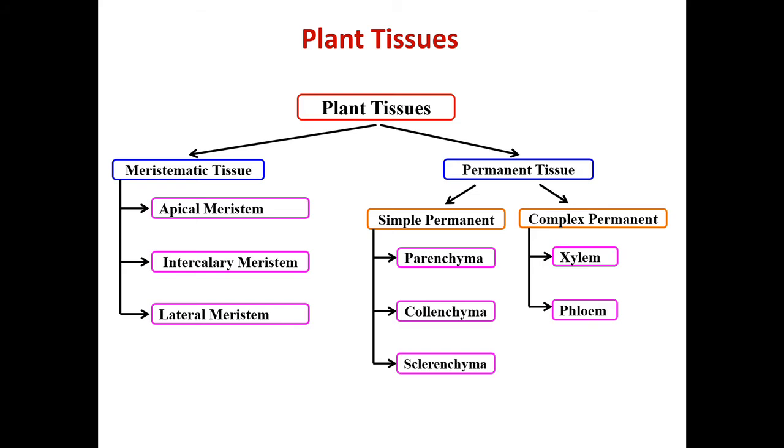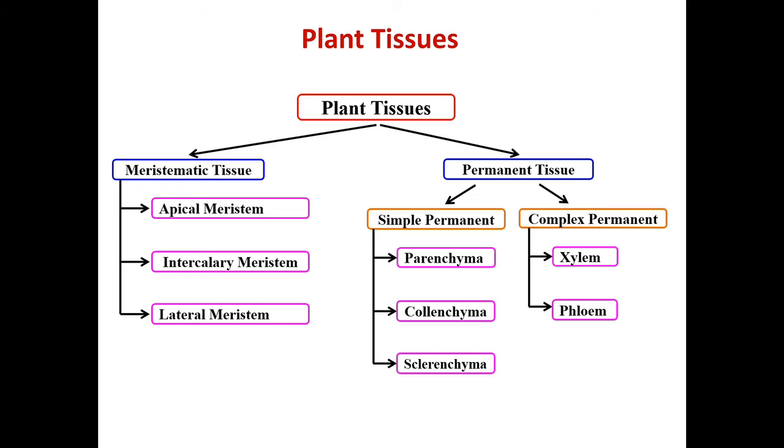on the basis of their location, meristematic tissue is of three types: apical meristem, intercalary meristem and lateral meristem. If we talk about the permanent tissue, it is of two types: simple permanent tissue and complex permanent tissue. Simple permanent tissue includes parenchyma, collenchyma and sclerenchyma, whereas complex permanent tissue includes xylem and phloem.